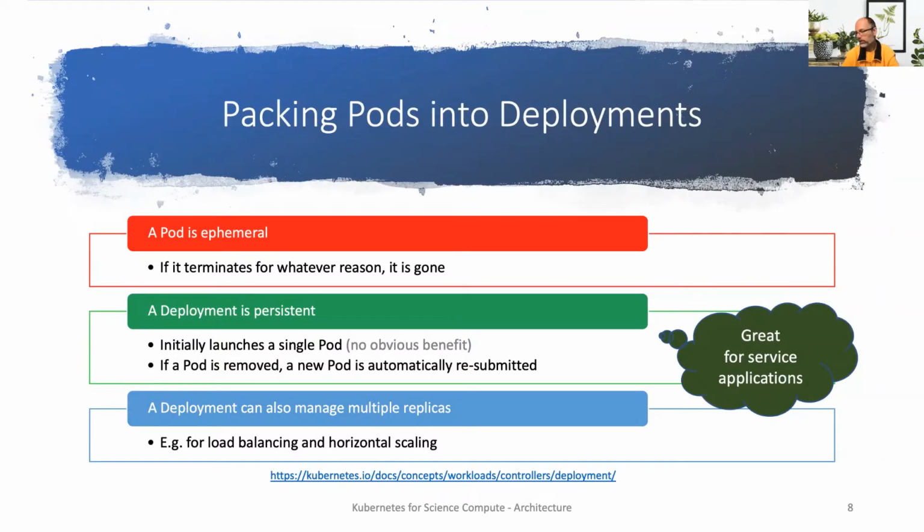The most popular controller is called deployment, because while a pod is ephemeral, a deployment is persistent. And the deployment will launch the pod that actually runs your containers. But if a pod is removed for whatever reason, a new pod will be automatically resubmitted. Moreover, a deployment can also manage multiple pods and can even do stuff like horizontal scaling, which is great for something like service applications.